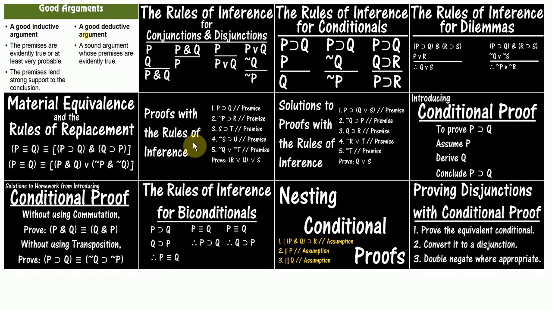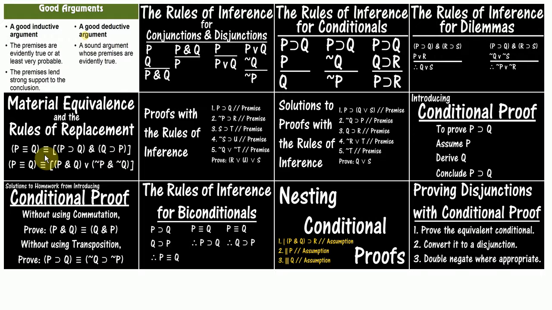And after we learned how to do proofs a bit, we moved on to learning how to do conditional proof. And a conditional proof is a method for proving a conditional. A conditional is an if-then statement, and we assume the if part of that conditional and try to derive the then part. And if we can do that, then we can show that the conditional is actually true.